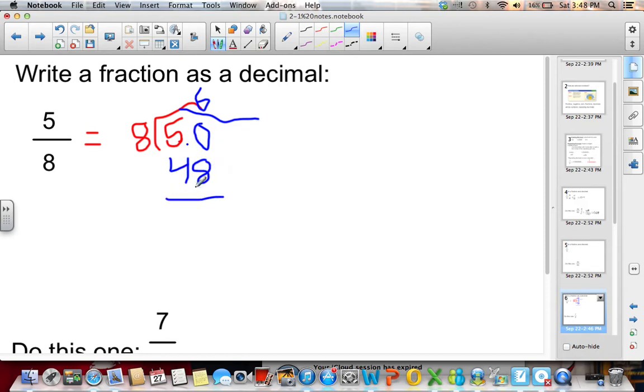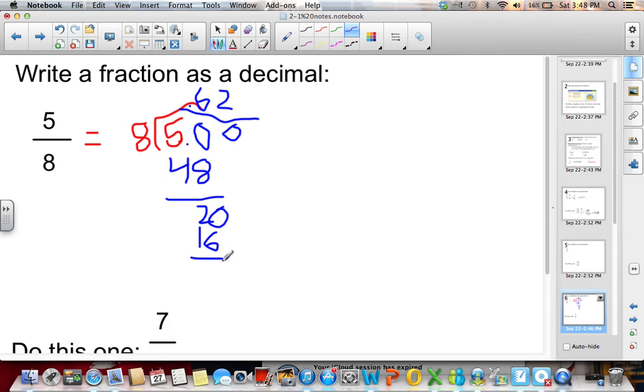Okay, 50 minus, and I'm going to take my decimal and put it right up above on top. So 50 minus 48 is 2. Well, 8 can't go into 2, so we're going to add a 0, and then I'm going to pull my 0 down. So how many 8s in 20? Well, 2. And then I do 2 times 8 is 16.